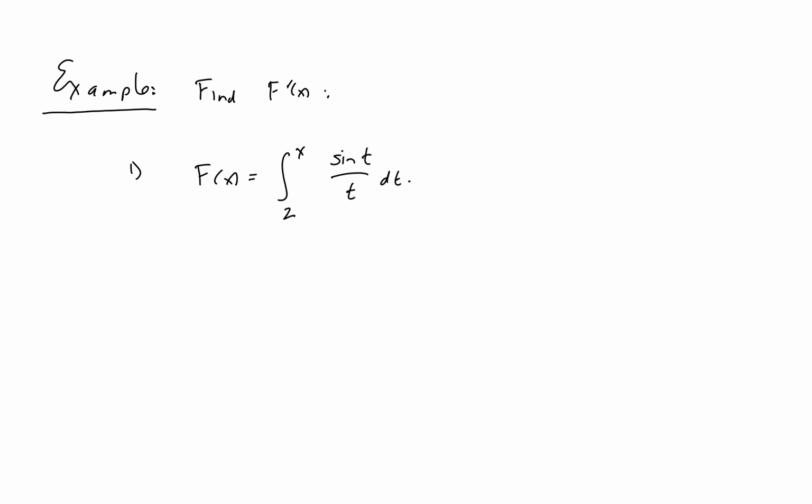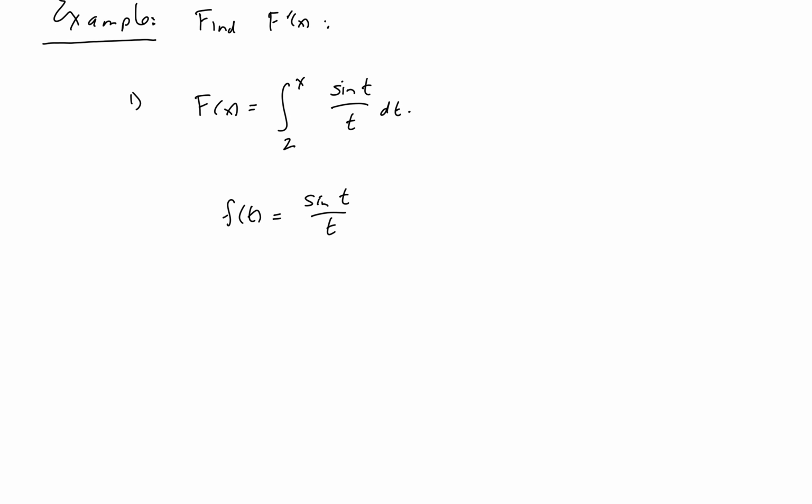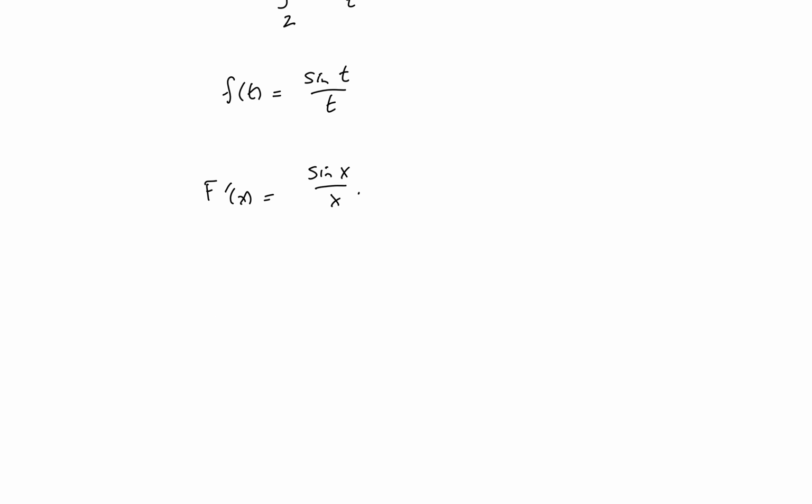So for this one, it's fairly straightforward. We just apply the theorem. So our little f is just sine of t over t. So the fundamental theorem says this is just sine x over x. So fairly straightforward. So let's try one that's not quite. We're going to gradually build up in difficulty here.